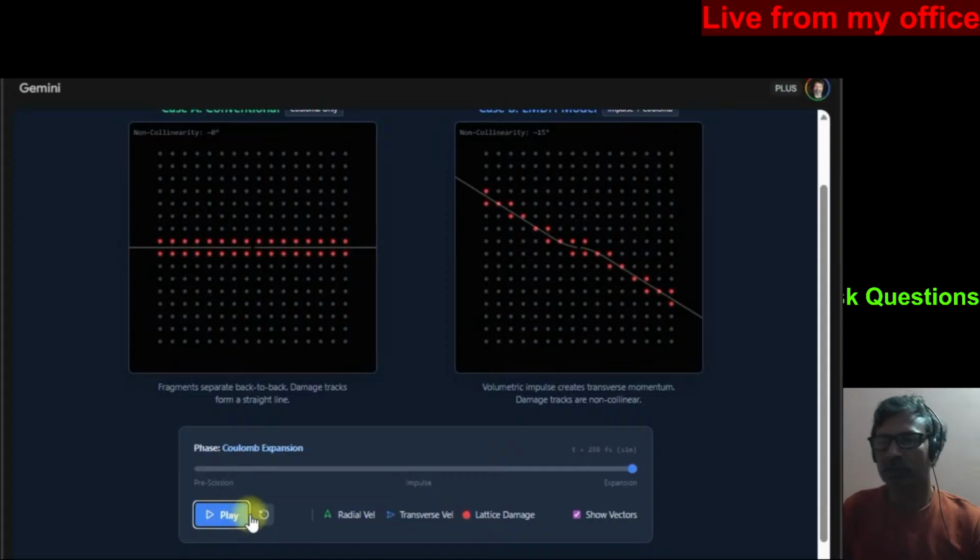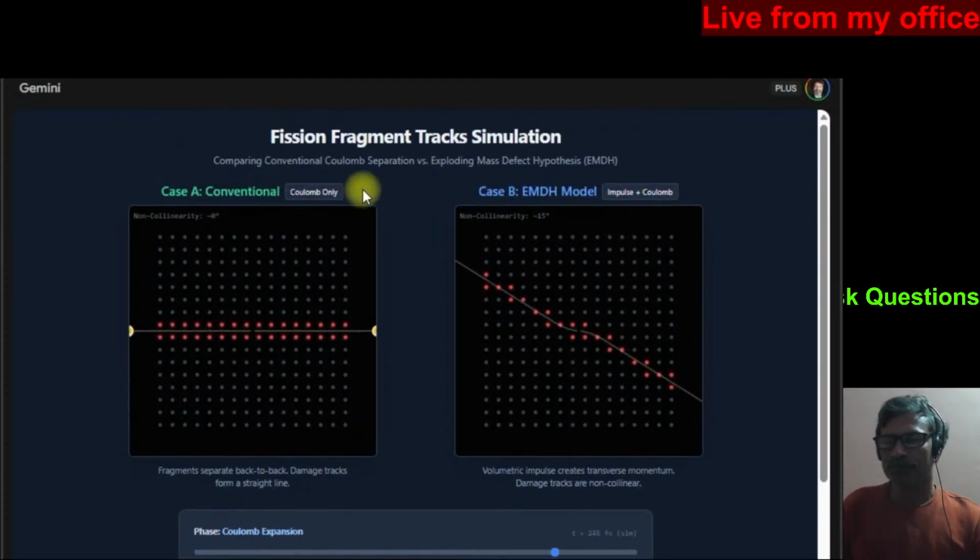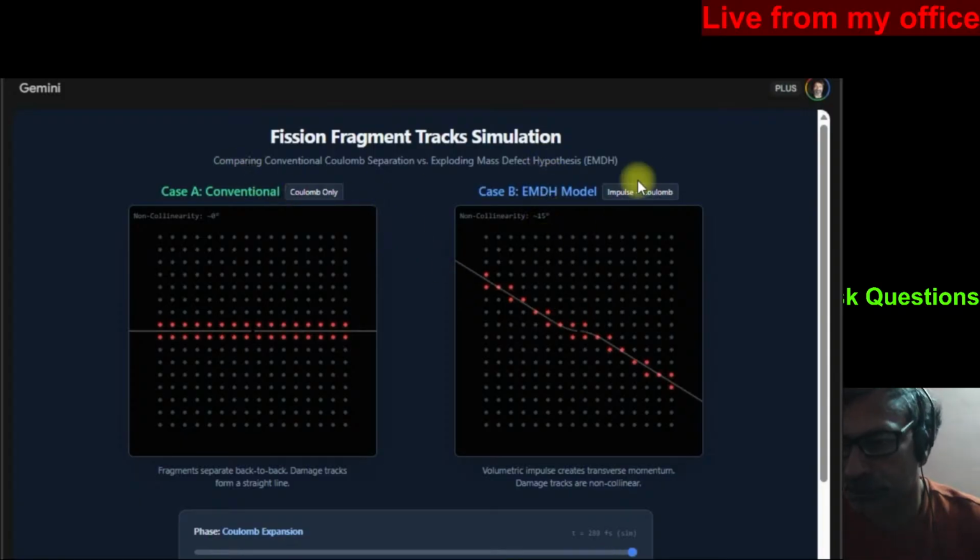The resulting visualization highlights a qualitative difference between the two models. In the Coulomb-only case, non-collinearity appears rarely and lacks a systematic pattern. In contrast, the EMDH case naturally produces significant angular separation between fragments, with lattice damage tracks preserving these offsets long after the fragments exit the material.